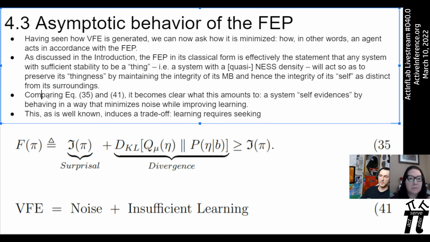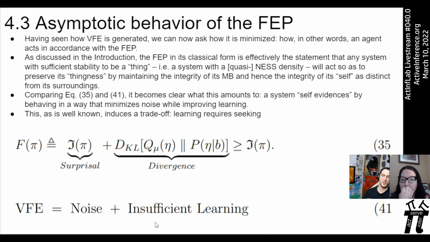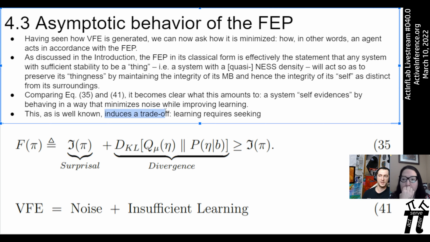Yeah, they wrote, comparing equations 35 and 41, it becomes clear what this amounts to. A system self-evidences by behaving in a way that minimizes noise while improving learning. Here they're juxtaposing the F of pi surprisal and divergence decomposition of variational free energy with this noise plus insufficient learning framing. We'll have time to unpack that and hopefully connect it to some systems, but it's a very interesting way that they've reached this trade-off.